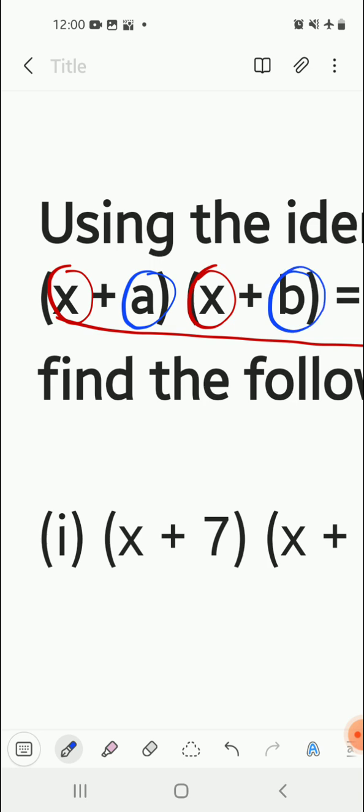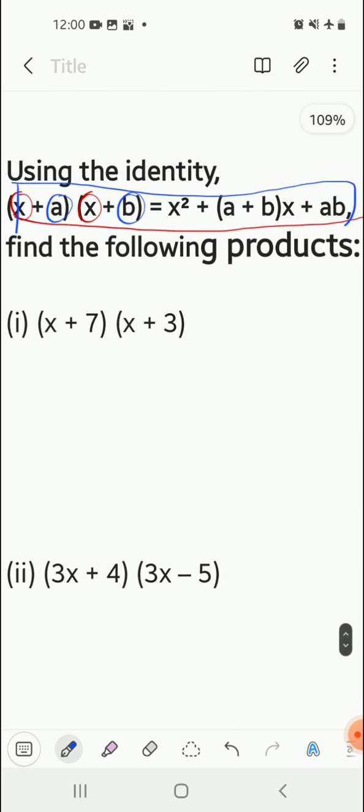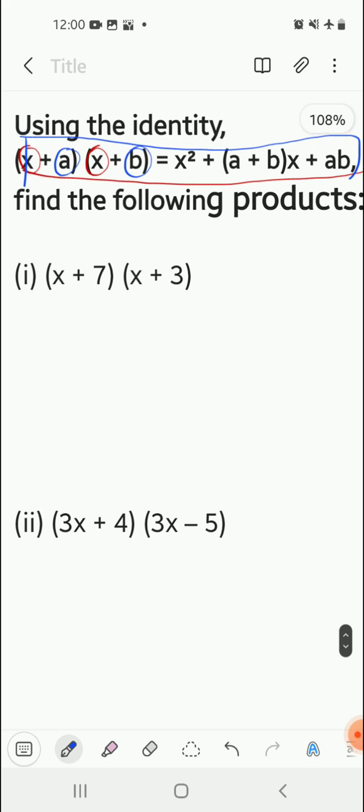So basically when we have to find a product of two numbers in which the first part of the expression is the same, that is x, and the other part is different, then we have to use this particular identity, that is (x plus a) into (x plus b) is equal to x square plus (a plus b)x plus ab.